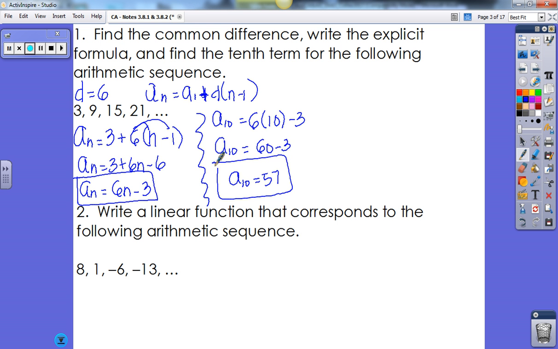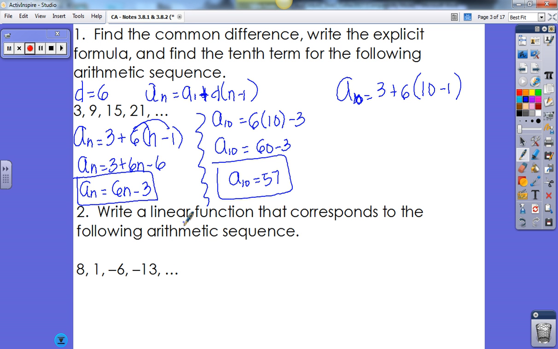Now let's say they didn't ask us to write out this formula and simplify it first before we found the 10th term. In that case, basically you would just be plugging in 10 right here. So that would look like this. I know the first term, I know the common difference, I know I'm looking for the 10th term. So you would just simplify this, and that also simplifies down to 57 as well.